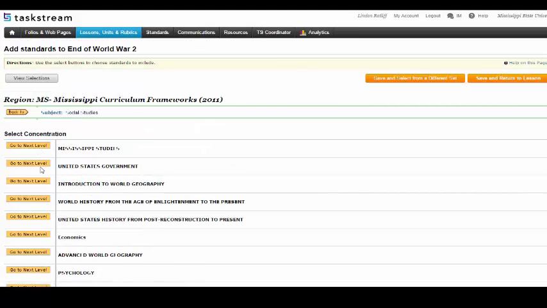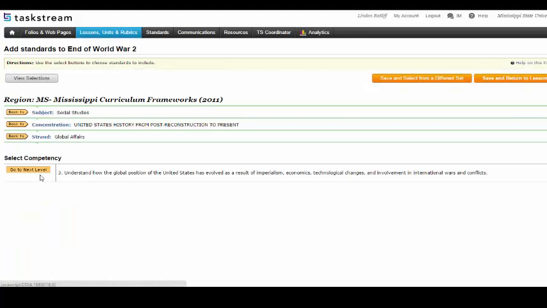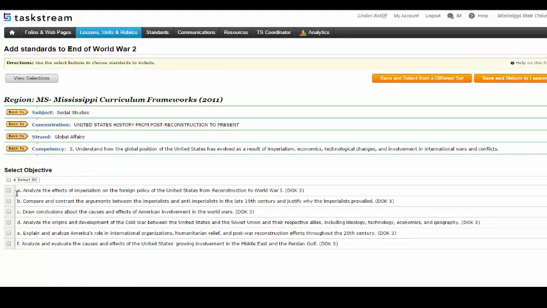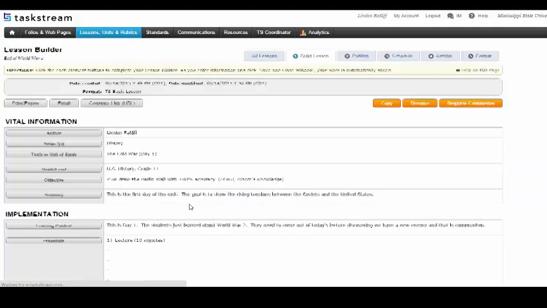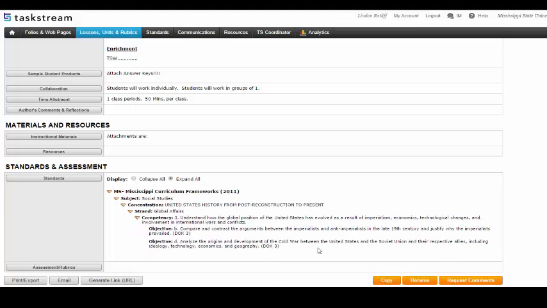What's it want? We want United States government. We want U.S. history. And then we're looking at global affairs. We'll use this one right here. And I'm just selecting whatever I want to select. And look at this. Boom. It puts your Mississippi State Framework right there.